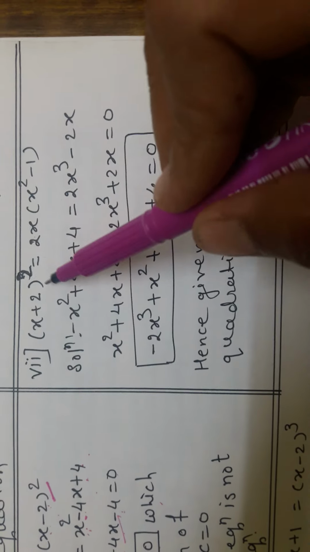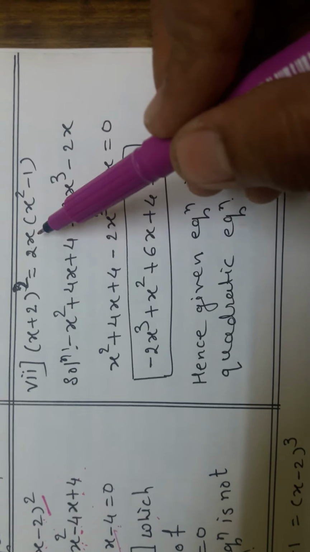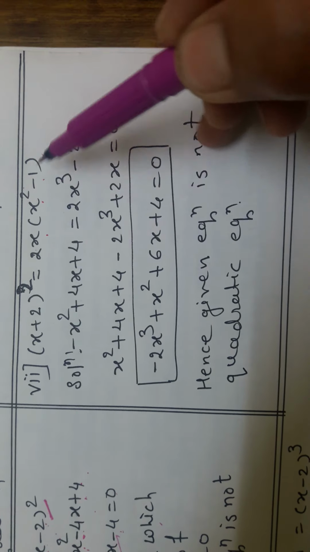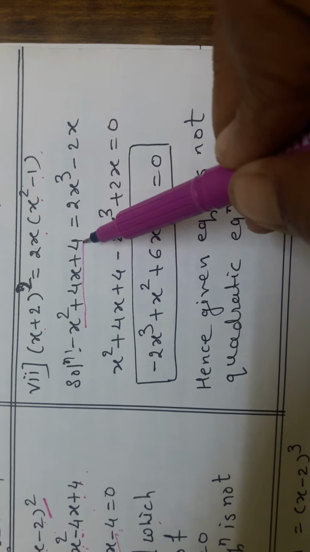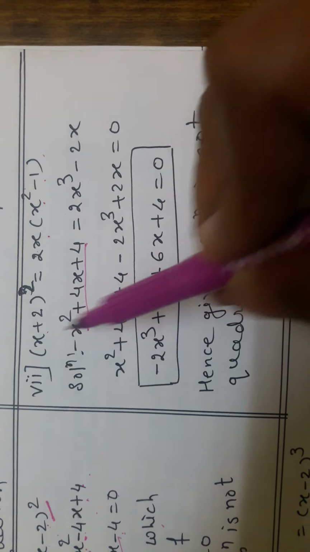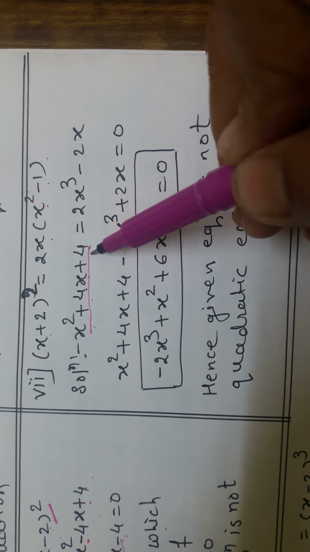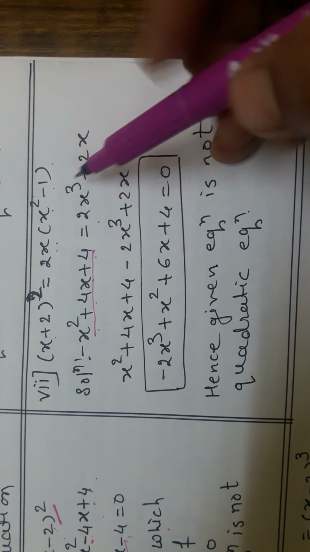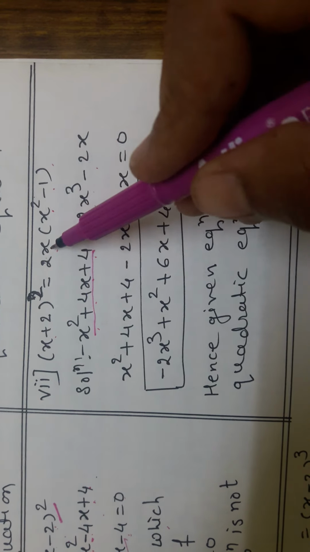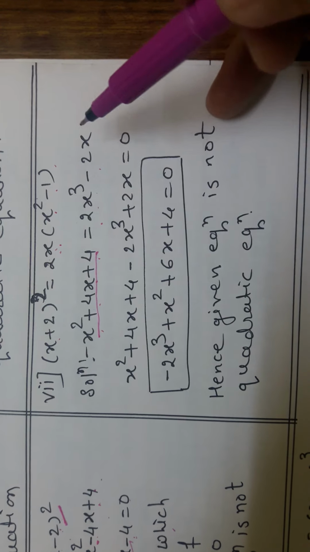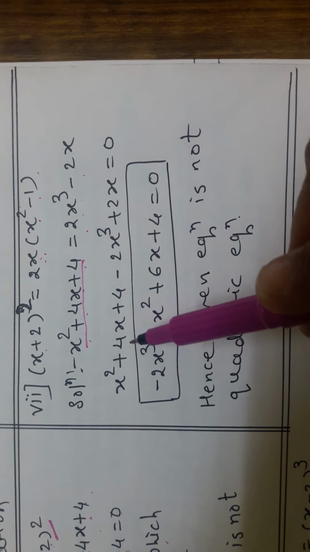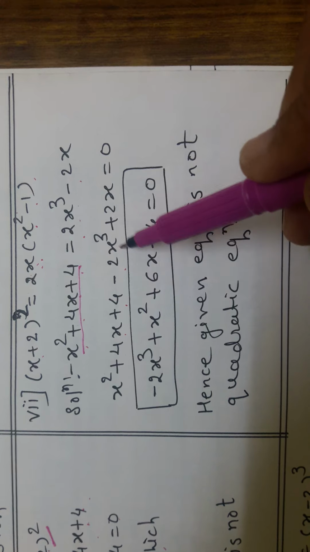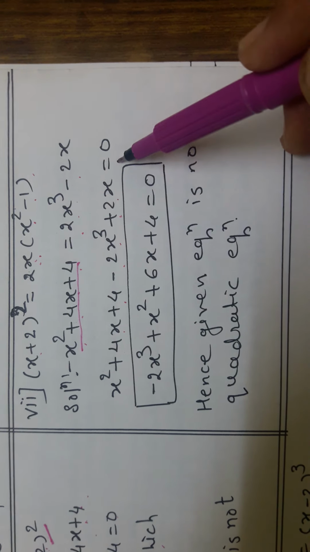Seventh, x plus 2 whole square is equal to 2x into x square minus 1. X plus 2 whole square means here we have to use the first identity a plus b whole square. That is x square plus 4x plus 4 is equal to 2x into x square is 2x cube, minus 2x into 1 is minus 2x. We will shift right hand side term to the left. X square plus 4x plus 4 minus 2x cube plus 2x is equal to 0.